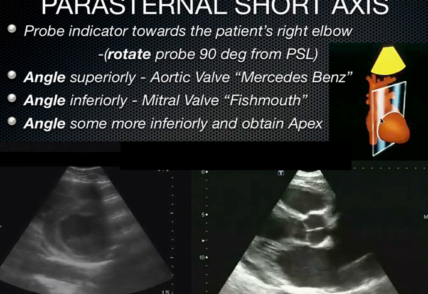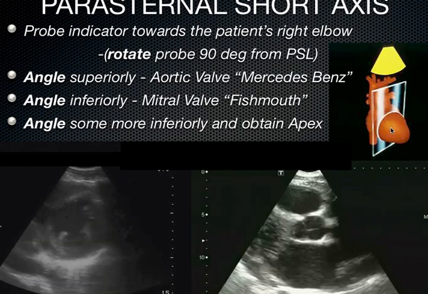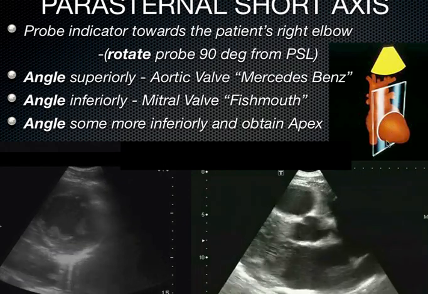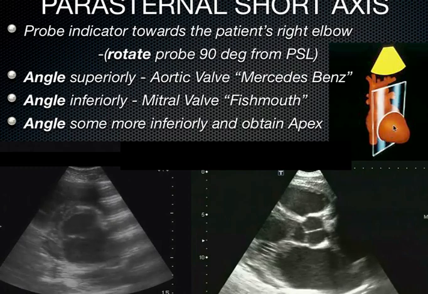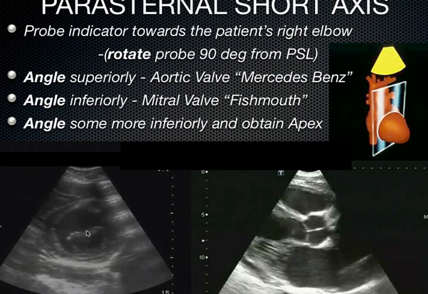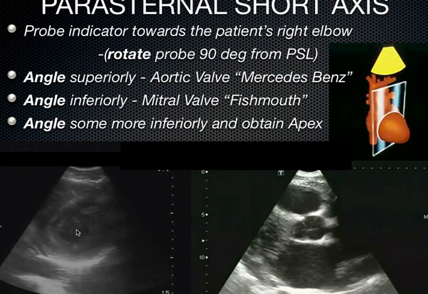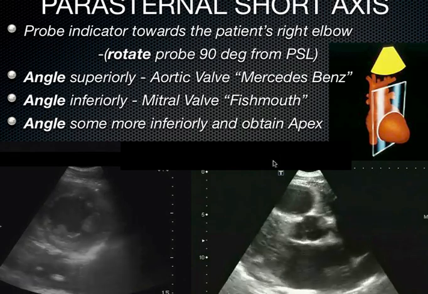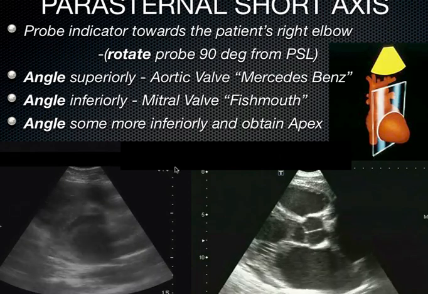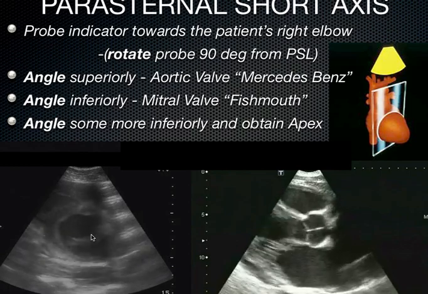Because it's a tricuspid valve, when you get it in this axis, it looks like a little Mercedes-Benz sign. Now, if you were to take the sound and walk it down more distally, or angle it inferiorly, now you're going to be over a different valve. This is the mitral valve here, and that mitral valve is what we sometimes refer to as the fish mouth view. You see the little fish mouth opening right there.